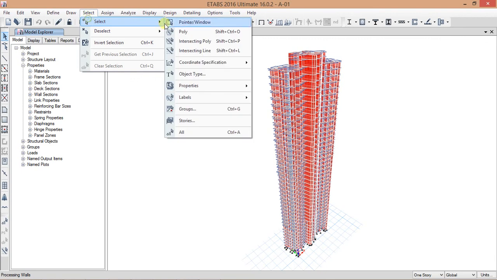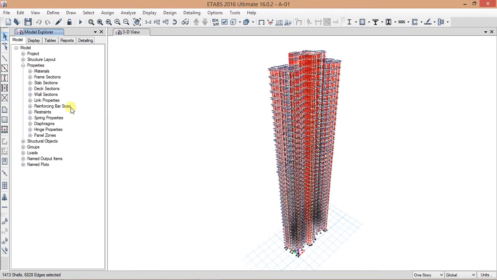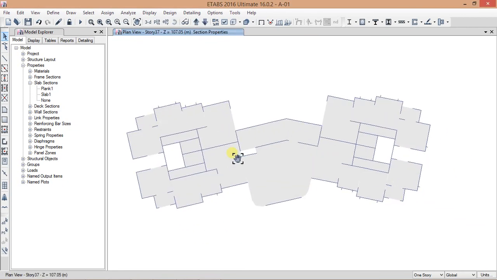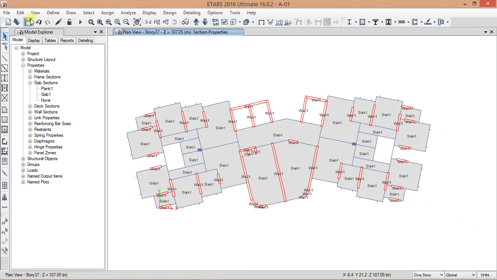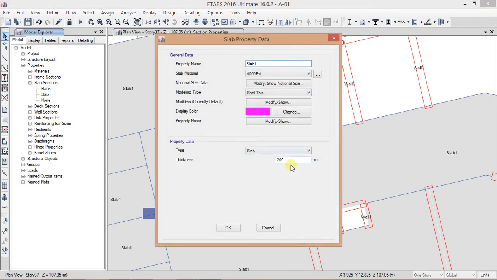Now let us say you want to allocate the slabs. Okay, so I'll just select the slabs and allocate, instead of the deck slab, I'll allocate the slab one. So you can go to any floor, you will see the slab is there. If you see undo here, there is a deck slab. Okay, so it's a decking, so we just change it to the slab one, which is 200 thick, actually thin shell element.